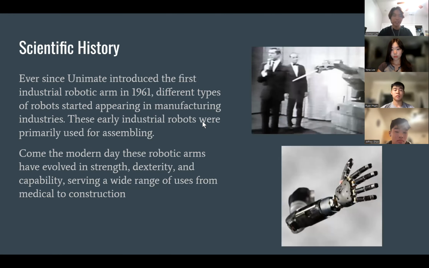In terms of the scientific history, ever since the Unimate introduced the first industrial robotic arm in 1961, a lot of other robotic arms started appearing in first the manufacturing industry, and so these were industrial robots initially designed for assembly lines. Come the modern day, these robotic arms have evolved in strength and dexterity, capable of serving a wide range of uses, from medical prosthesis or surgery devices to construction.